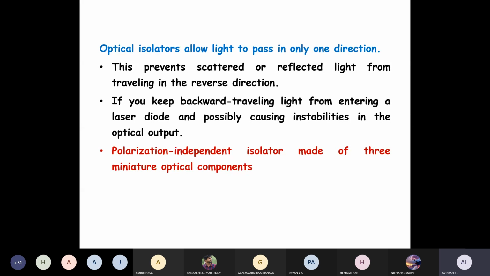So, a polarization independent isolator is made of three miniature optical components. Okay, so write down all of you. Optical isolators allow the light to pass in only one direction. This prevents the scattered or reflected light from traveling in the reverse direction, which, if it entered a laser diode, could cause instabilities in the optical output. What are the three miniature components? Okay, we'll see.